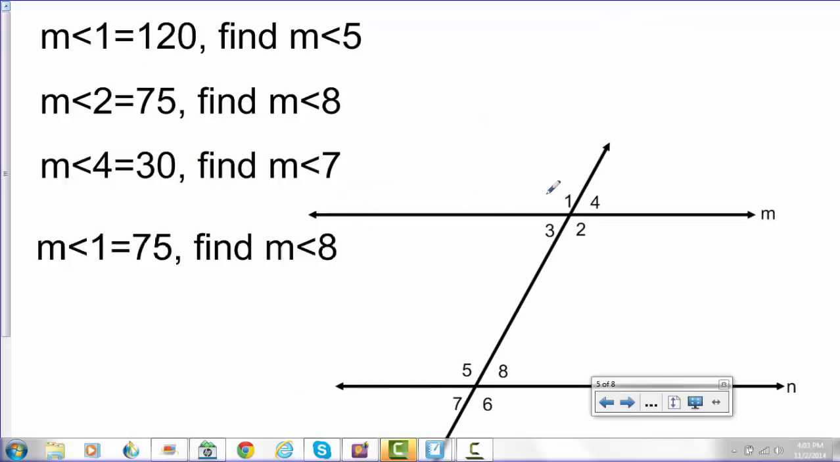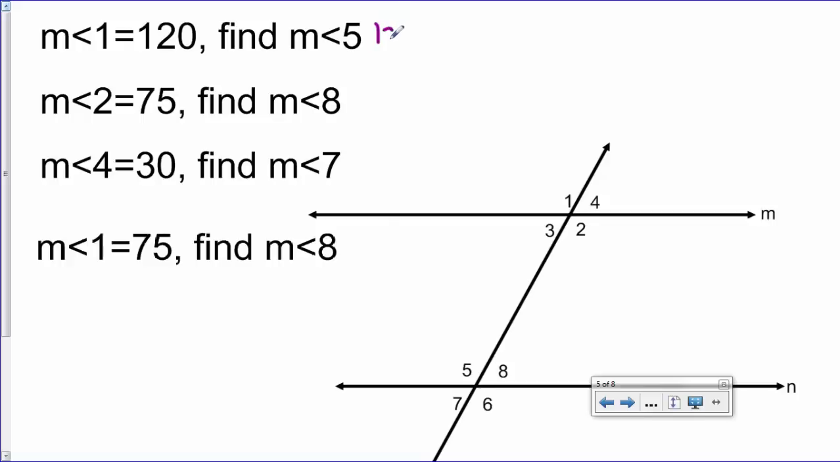Here's an example. If measure of angle 1 is 120 degrees, find the measure of angle 5. Angle 1 and 5 are corresponding. Always identify the type of angle first. If they're corresponding, they're congruent. That means the measure of angle 5 is 120 degrees. Angle 2 and 8 are consecutive interior angles. They have a sum of 180. If we take 180 minus 75, our other angle would equal 105 degrees. 4 and 7 are alternate exterior angles. They are congruent. So the other angle, 7, would be 30 degrees.